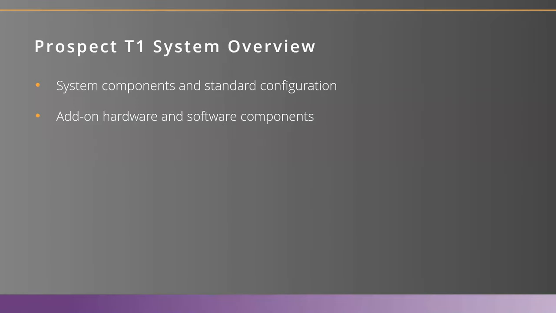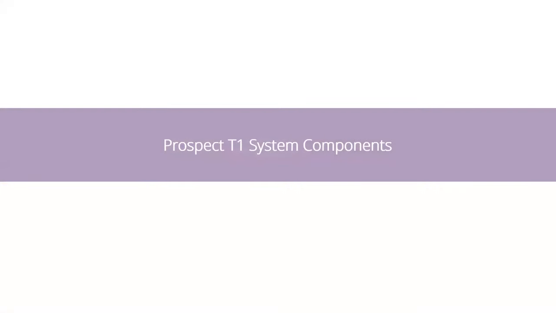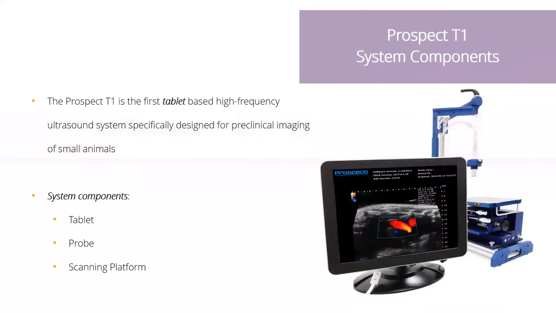So a little bit more about the Prospect T1 system specifically. We'll take a look at the components, the standard configurations, and a few of the add-ons which are available. As Martin mentioned in the introduction, the Prospect T1 is the first tablet-based high-frequency ultrasound system, and this is all that the system is composed of. This is a 15-inch tablet, if you'd like. It is slightly thick, about an inch or two thick, and that contains all of the electronics necessary to run the ultrasound system.